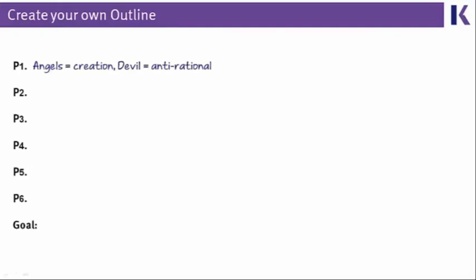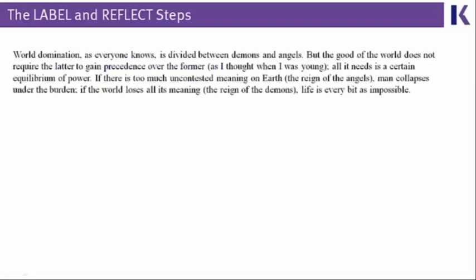It says, "World domination, as everyone knows, is divided between demons and angels, but the good of the world does not require the latter to gain precedence over the former, as I thought when I was young." Let's stop for a moment here. We get another great difference keyword here with this word but, and we're realizing that the thing before the word but, that world domination is divided between demons and angels, has something different going on with it. And it looks like the difference is that the latter, the angels, don't have to gain precedence or don't have to win over the former, or the demons. So let's see what the author means by that.